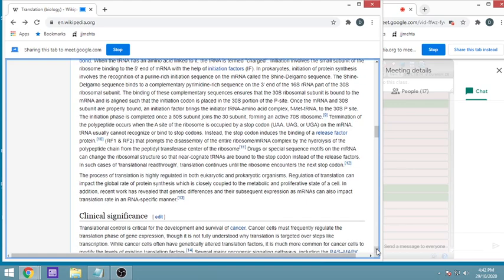So this translational read through is there, and it continues till the ribosome encounters the next stop codon. So simply the start codon will start and the stop codon will stop the translation. The process of translation is highly regulated in both types of organism, whether it is eukaryote or prokaryote.